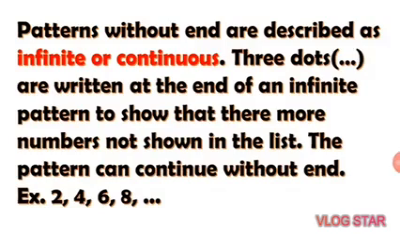Patterns without an end are described as infinite or continuous. Three dots are written at the end of an infinite pattern to show that there are more numbers not shown in the list. The pattern can continue without an end, just like this one, 2, 4, 6, 8. These are multiples of 2, and we have three dots here. It means that there are more terms after 8. So we can say that this pattern is infinite or continuous.